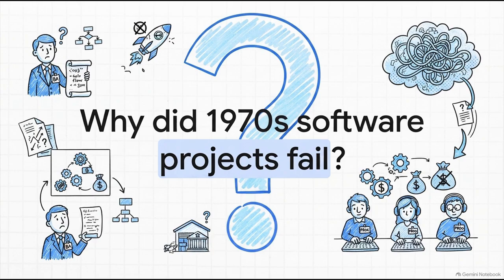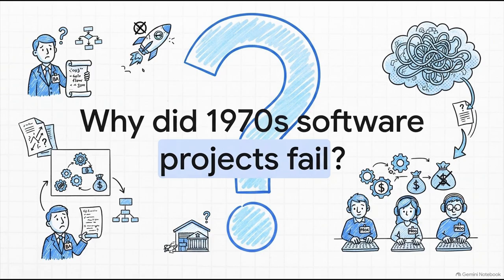Now, to really appreciate why the unified process is such a game changer, we kind of have to rewind to a time when software was failing faster than it could even be written. So, why did these massive 1970s software projects fail so spectacularly? Well, it wasn't because the code was technically bad. The real villain here was misalignment.